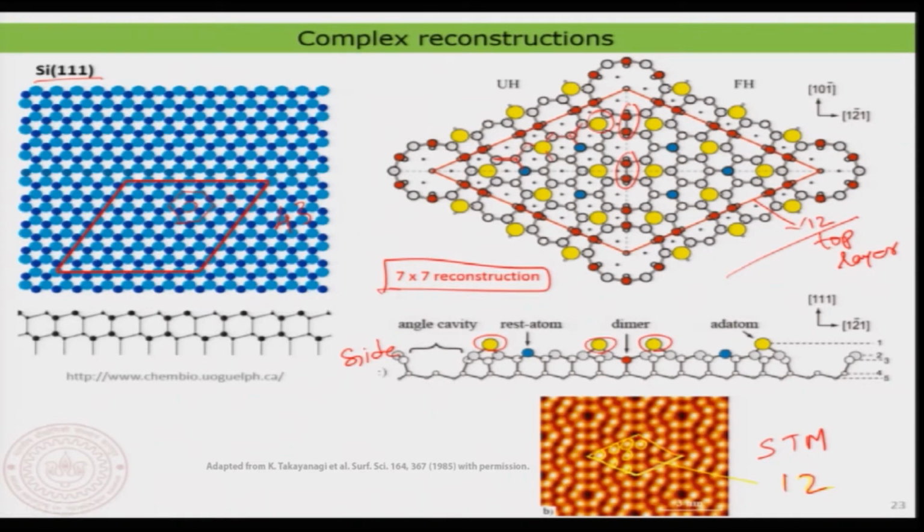So, what you are seeing in the STM image is 12 surface atoms, and the unit cell looks very different compared to what you would have expected for the ideal case. So, this is an extremely complex reconstruction. The reconstruction can be as complex as this one. That is what I wanted to show you. You can see more details in this reference.